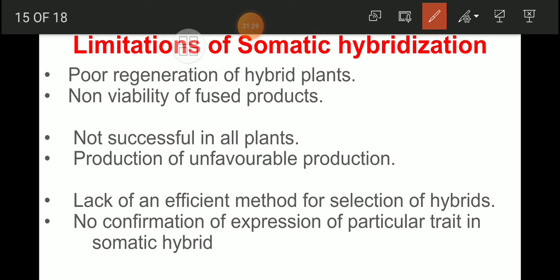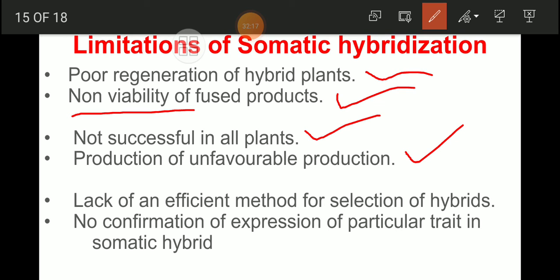That is the poor regeneration of hybrid plants. The developed hybrid cells or plants may not regenerate, isn't it? Then the non-viability of fused products. Although we have fused two protoplasts with different desired characters, the hybrid we have got, or the heterokaryon-containing cell, may be non-viable. This method is not successful in all plants. In some plants, somatic hybridization fails to produce the somatic hybrid. Production of unfavorable products.